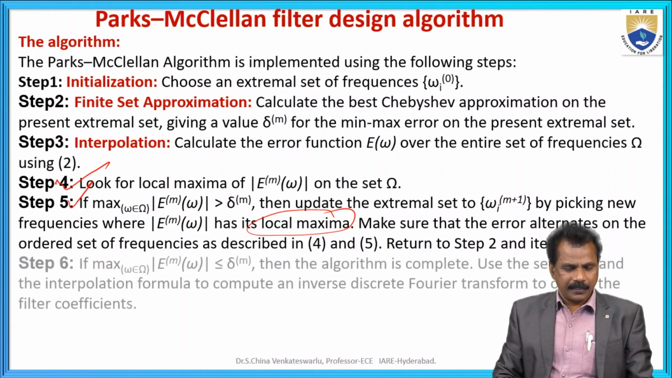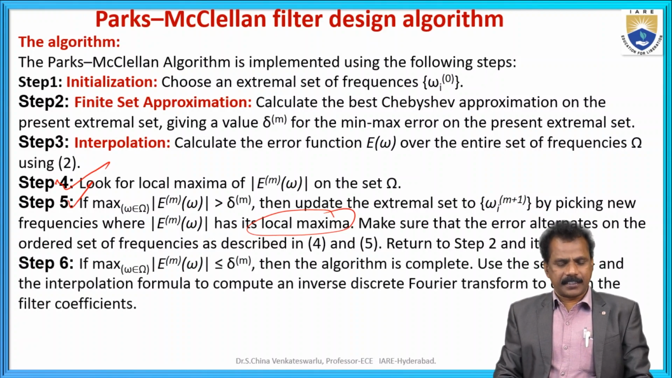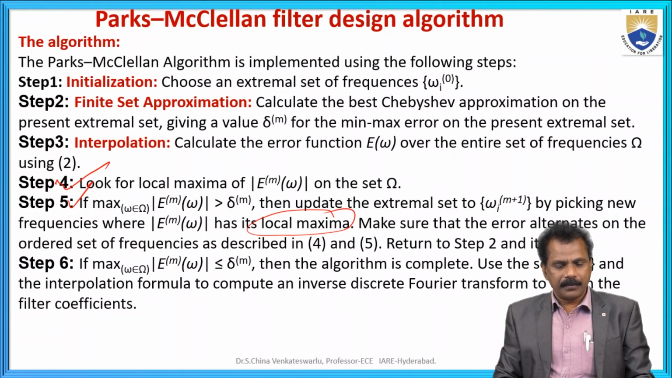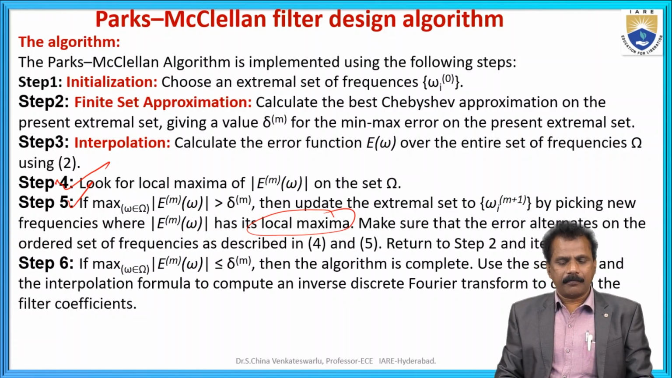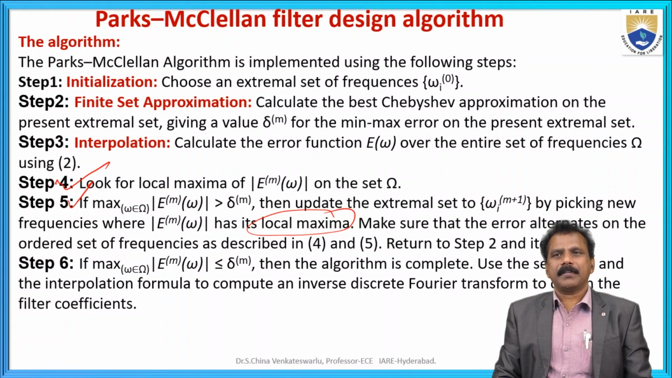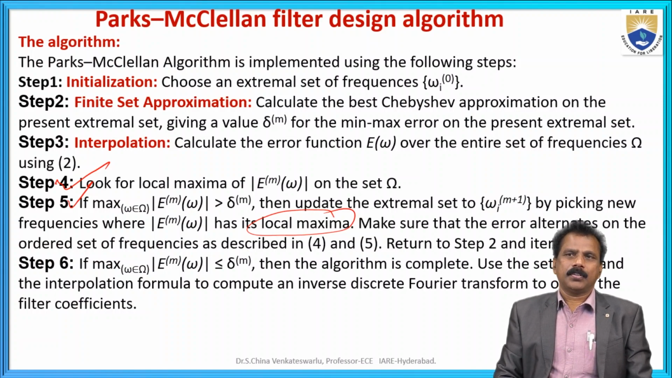After that, to verify step number 6: if the maximum value of the magnitude of E_m(omega) is less than or equal to delta_m, then the algorithm is complete. Use the set of omega_i^(0) and the interpolation formula to compute an inverse discrete Fourier transform.